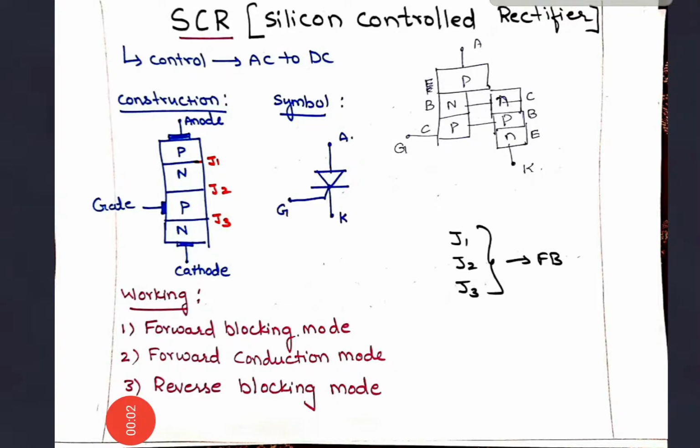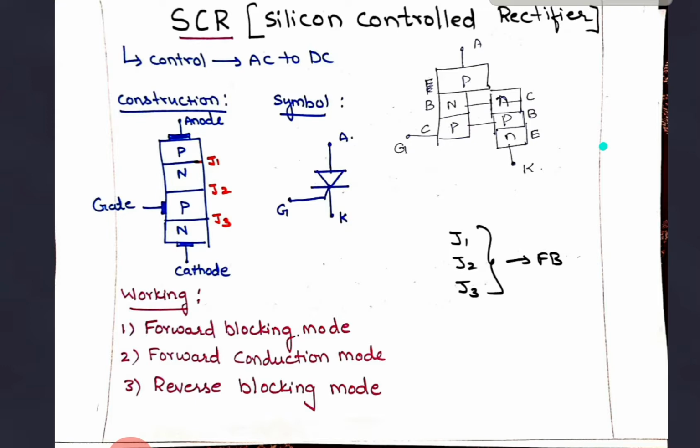Hello students, let us discuss silicon controlled rectifier, which is commonly called SCR. It is a semiconductor switching device used as a control switch. It is made up of silicon semiconducting material. It is used for AC to DC conversion, which is a rectifier.